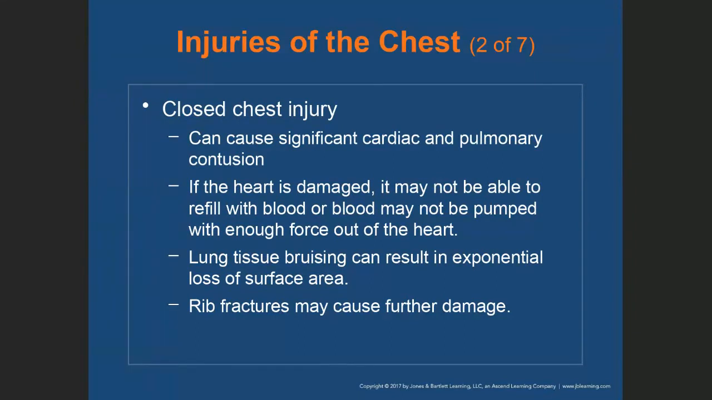If the heart is damaged, it may not be able to fill effectively. And if it cannot fill effectively, it cannot contract effectively. So cardiac output would be reduced. Lung tissue bruising can result in exponential loss of surface area. Rib fractures may cause further damage.